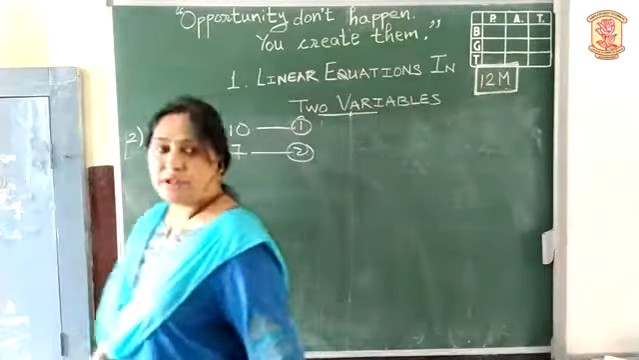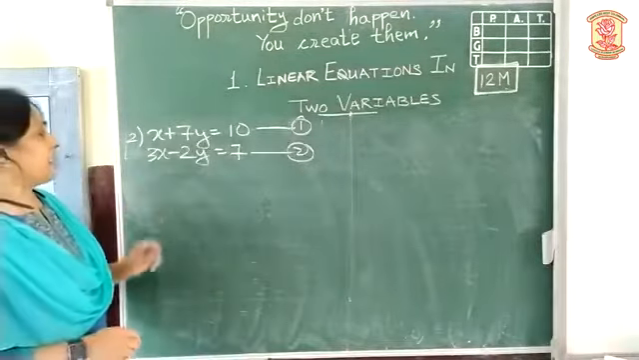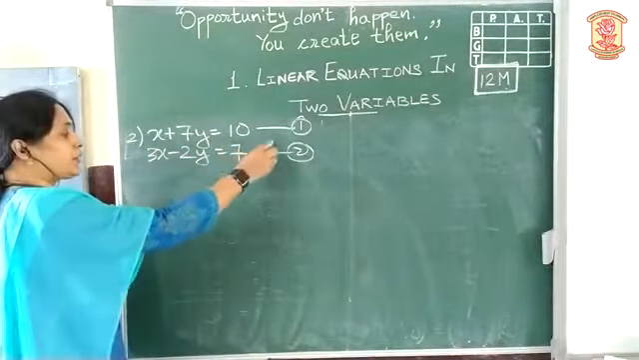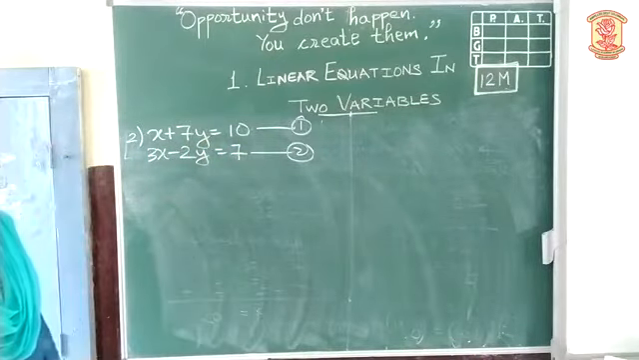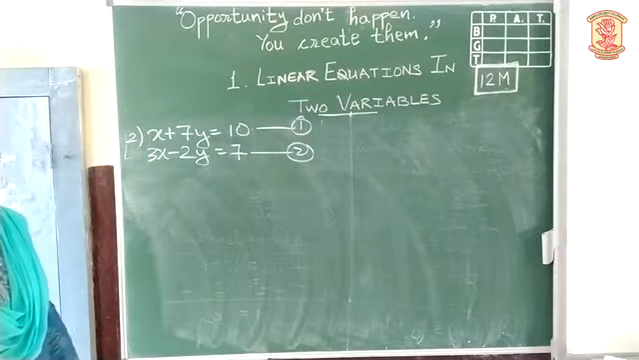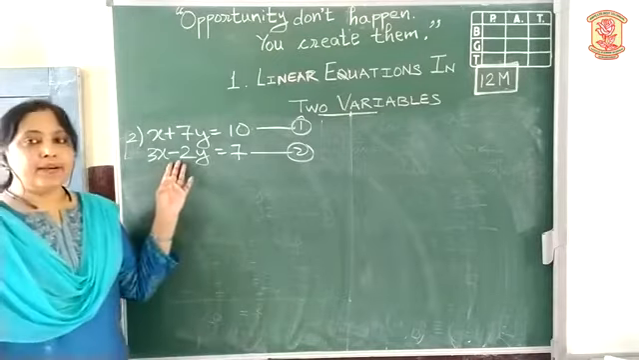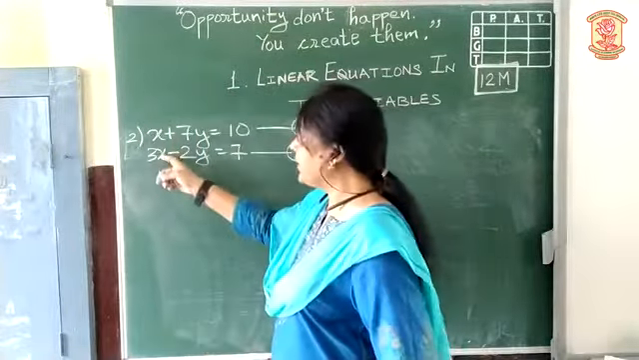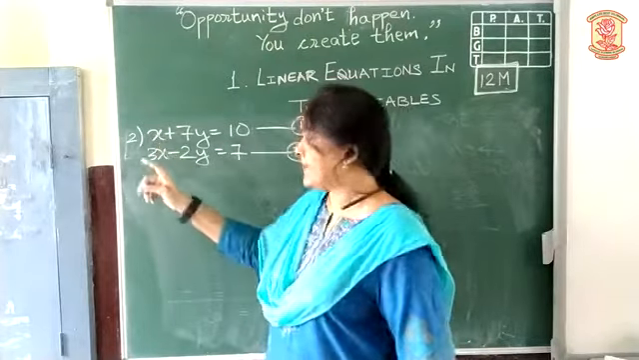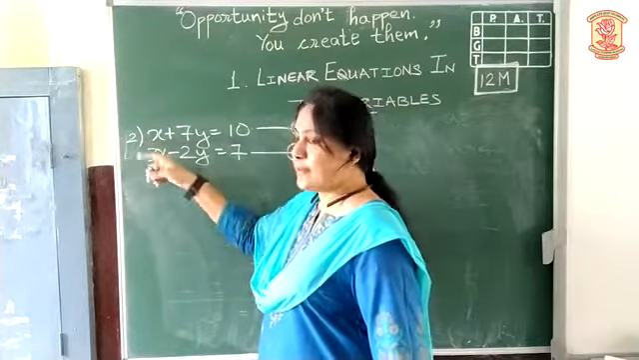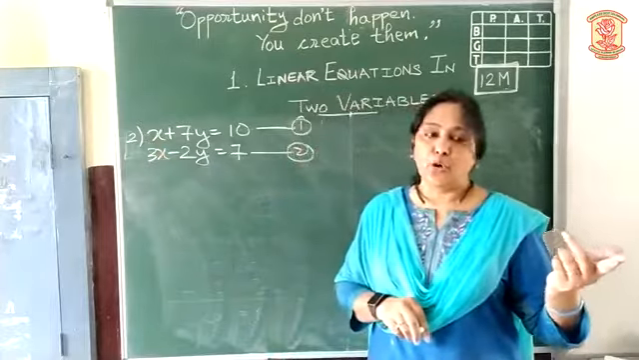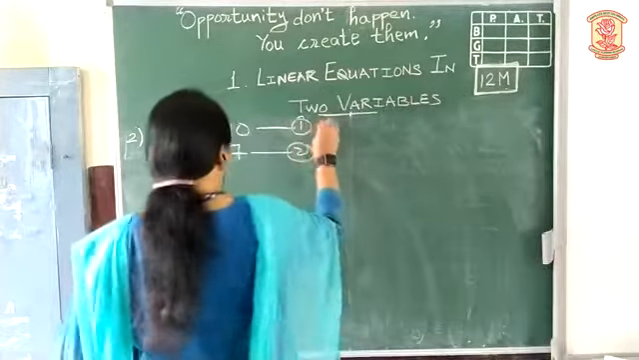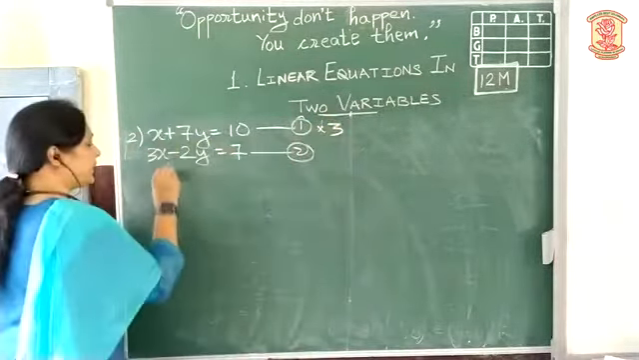Now the second equation of this exercise is x plus 7y equals 10, and the second one is 3x minus 2y equals 7. Again here we are going to equalize the terms of the variable x. Here it is 3 and here it is 1. So we'll equalize the coefficient.